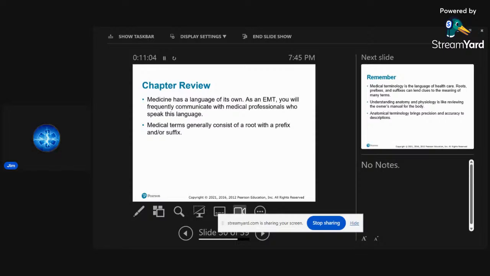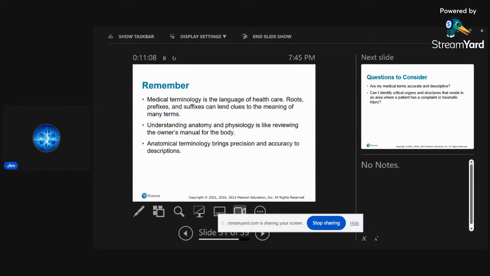Medical terms generally consist of a root with a prefix or suffix. Remember, it's a combining of words. Medical terminology is a language of healthcare. Roots, prefixes, suffixes can lead to clues to the meaning of the terms. Like, for example, anything with the suffix of itis, I can tell is inflammation or swelling of some sort, like an appendicitis, that's an inflamed appendix.